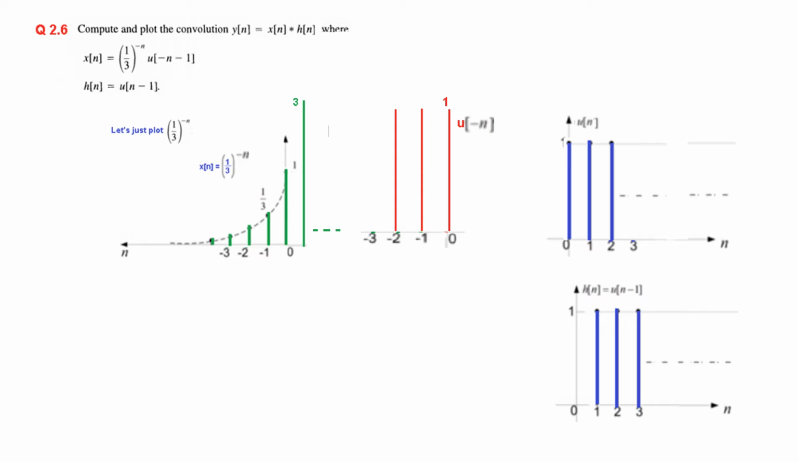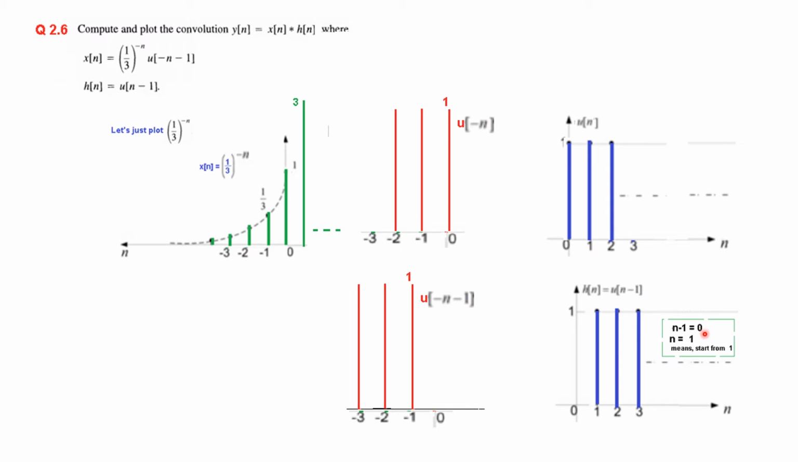What about shifting? When we add a shifting, that is u[n-1], then what will happen? The easiest way to understand is that if we put n minus 1 equals 0, then we get n equals 1. That means the starting point is from 1, not from 0 as it was here. So it will start from 1 and move to the right hand side. Similarly, if we shift the u[-n] by minus 1, same logic, we'll equate it to 0. That means n is equal to minus 1. So that is the starting point. So from minus 1, it will start and go towards minus infinity instead of 0.